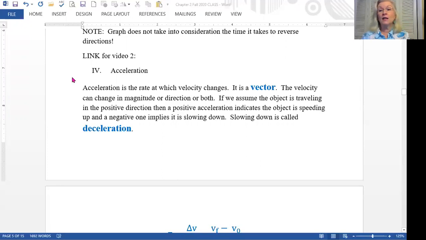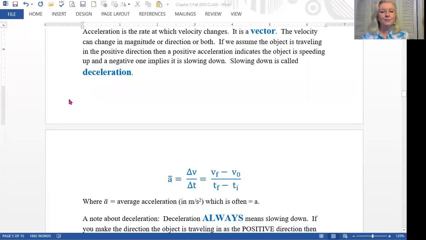And you can speed up or slow down. Slowing down is usually called deceleration. The velocity and the acceleration can go in the same direction or they can go in opposite directions. Obviously, if they're pointing in opposite directions, you are slowing down. So let's look at some of these.